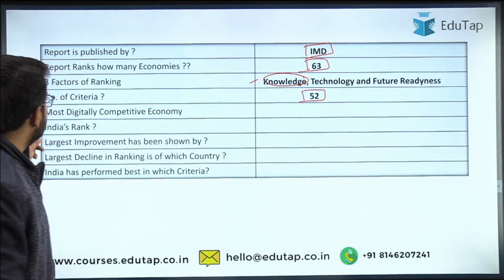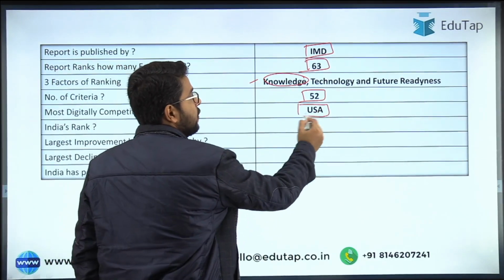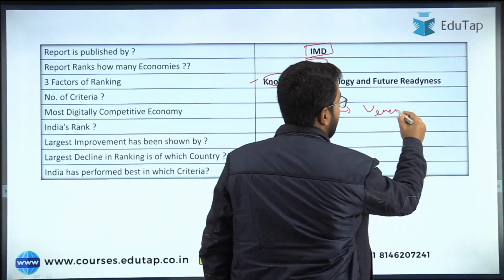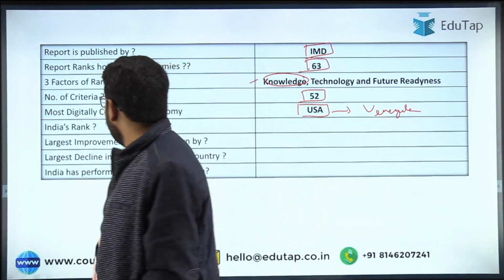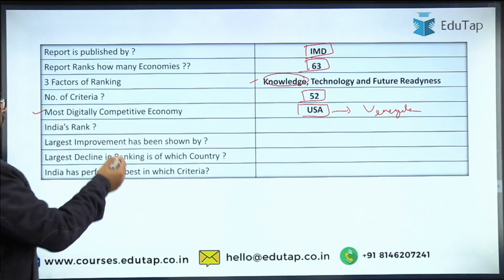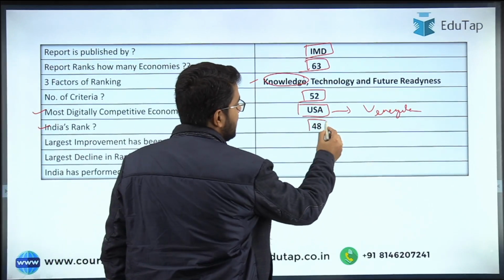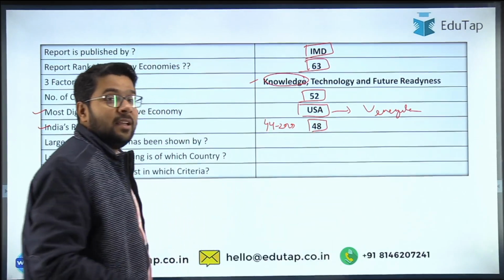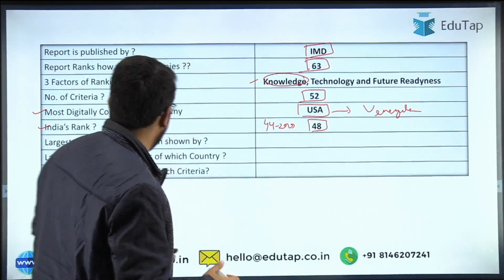So guys, the most digital competitive economy is USA. We already checked that rank, and the worst was, any guess? Venezuela. So we know the best as well as the worst performer. Now, India's rank: we have already checked the overall ranking, now we need to check India's ranking. India's rank is 48, and it has fallen from 44 in the year 2019. So India is actually not performing that well in comparison to the previous year.